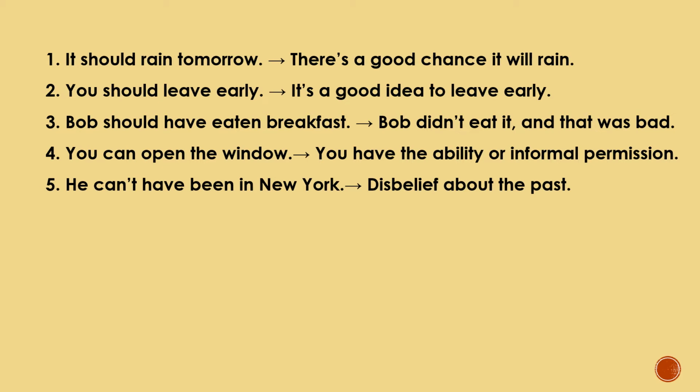He can't have been in New York. So look at that. I've got the negative, but I also have a perfect. He can't have been in New York. Well, the perfect will make it a past, and using can't is actually for expressing, in this case, disbelief.